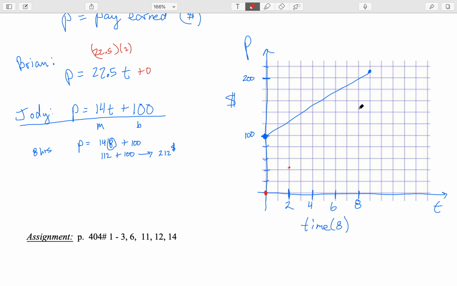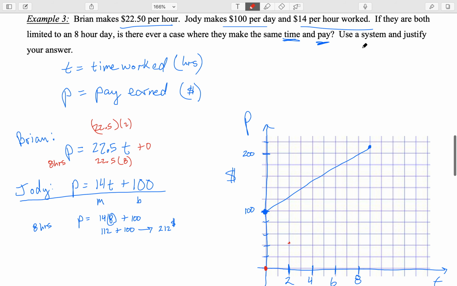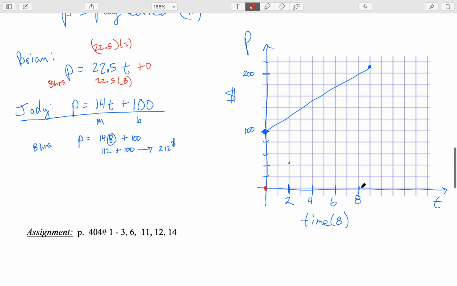But you know what? Maybe I'll do the same idea. Let's figure out how much he makes at 8 hours, right? At 8 hours, how much would his pay be? So 22.5 times 8. Okay, hang on. What's 22.5 times 8? 8 times 5 is 40, carry the 4; 8 times 2 is 16, and 4 is 20; 8 times 2 is 16, and 2 more is 18. Okay, he makes $180. At 8 hours, he makes $180.